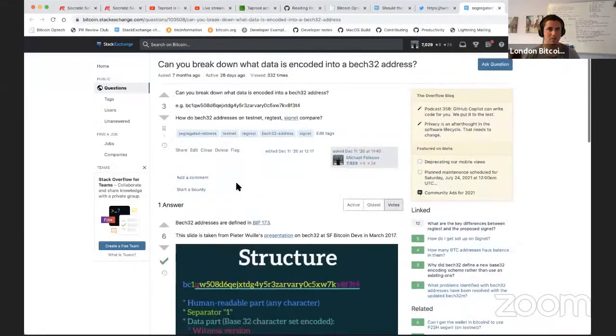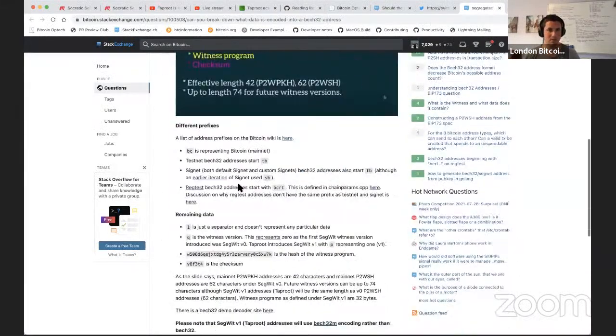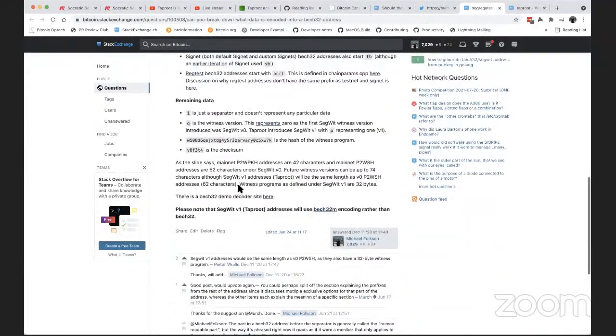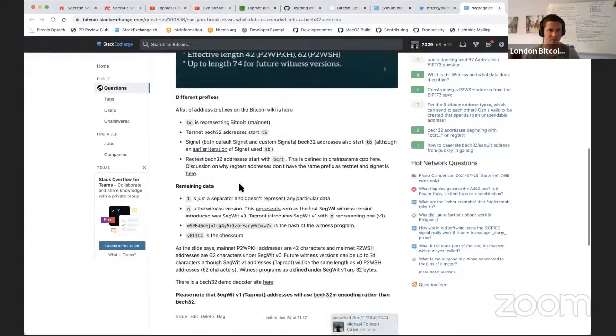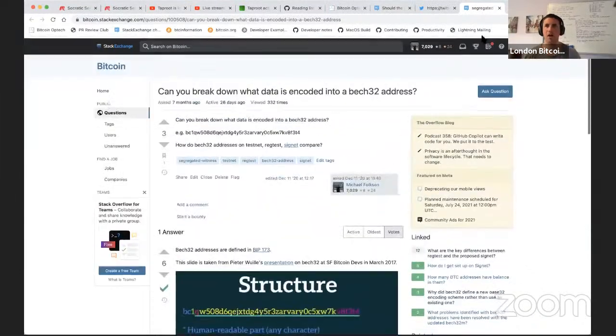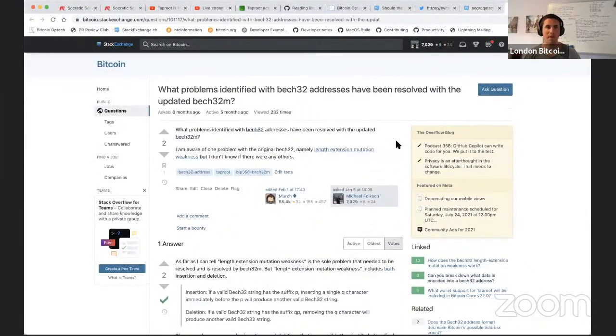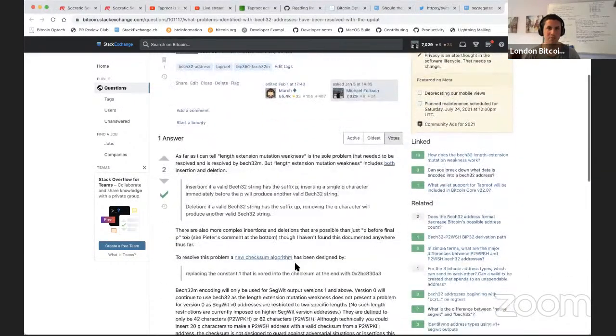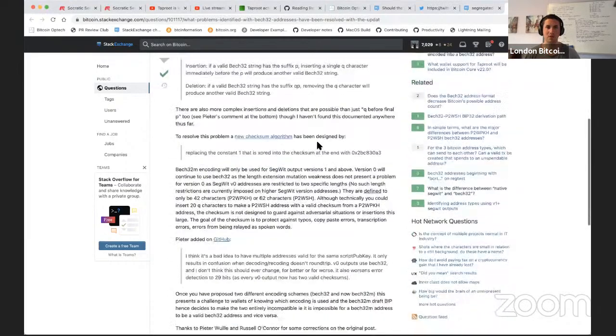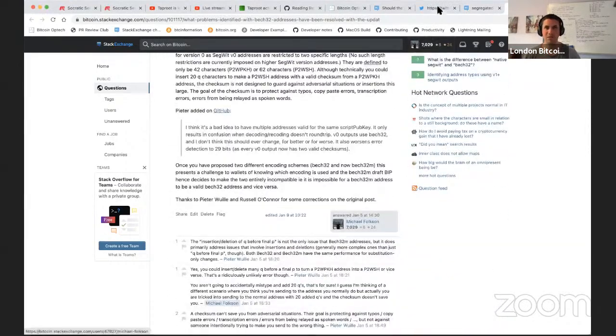So yeah, that's the Bech32 address. The Bech32m is pretty similar, just the checksum is different. And this link is explaining what the problems were with Bech32 and why we've gone to Bech32m. So that part shouldn't be too hard for implementers.